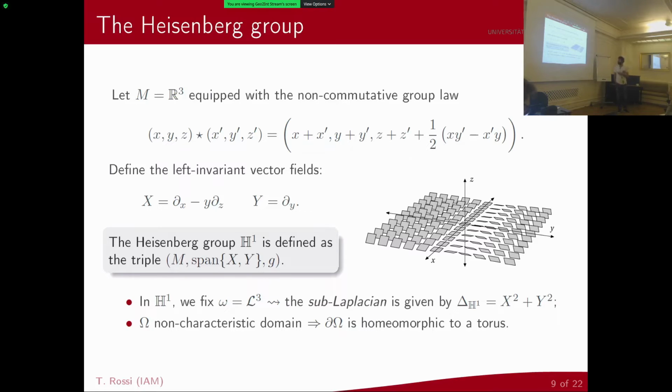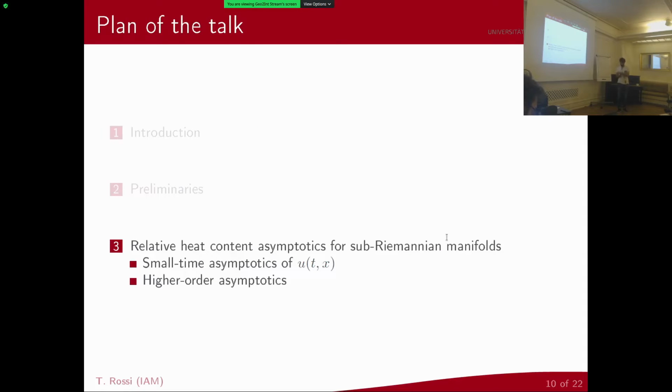A remark in this setting regards the non-characteristic assumption. So if we consider a non-characteristic domain in the Heisenberg group, due to the orientability of the Heisenberg group and using the Poincaré index theorem, one can immediately prove that its boundary must be homeomorphic to a torus. So we have a topological constraint which is a bit restrictive, but this topological constraint becomes less and less restrictive as the dimension of the manifold increases. Okay, so now to the main results.